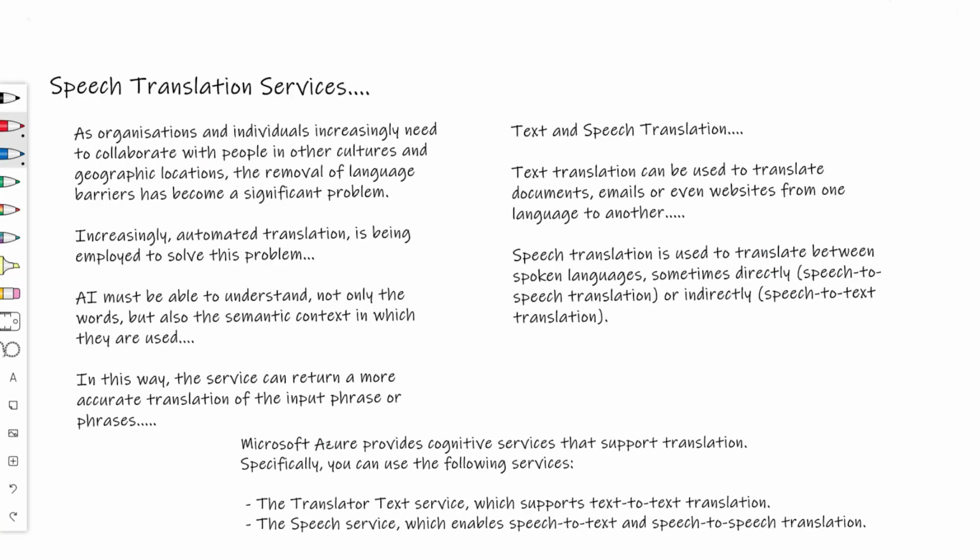Now there is no denying that technology has connected the world and somehow made it feel smaller. But as we build new relationships and collaborate with people from other cultures and geographic locations, the removal of language barriers has become a significant problem. Increasingly, automation is being used to address this issue. But to be successful, AI needs to not only understand the words, but also the context in which they're used. Again, Azure addresses this in one of two ways: through text translation or speech translation, or perhaps sometimes both. Let's take a look.